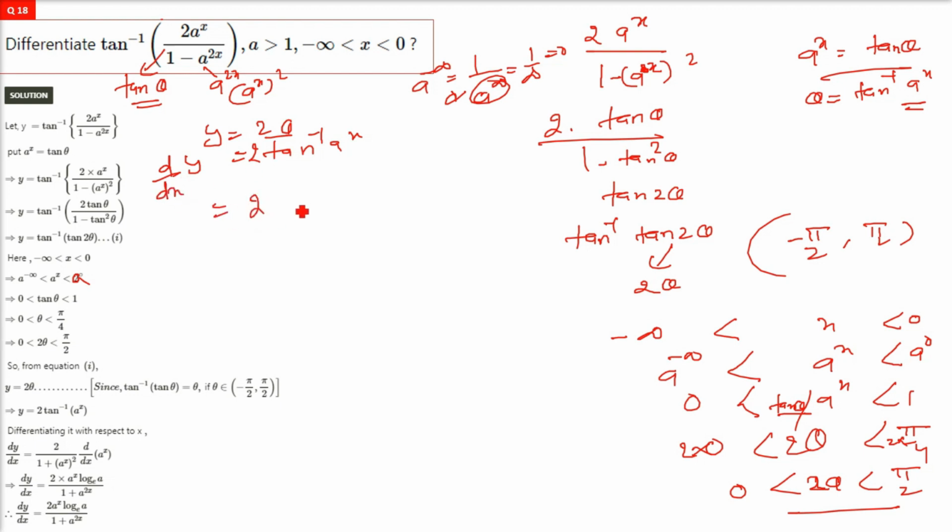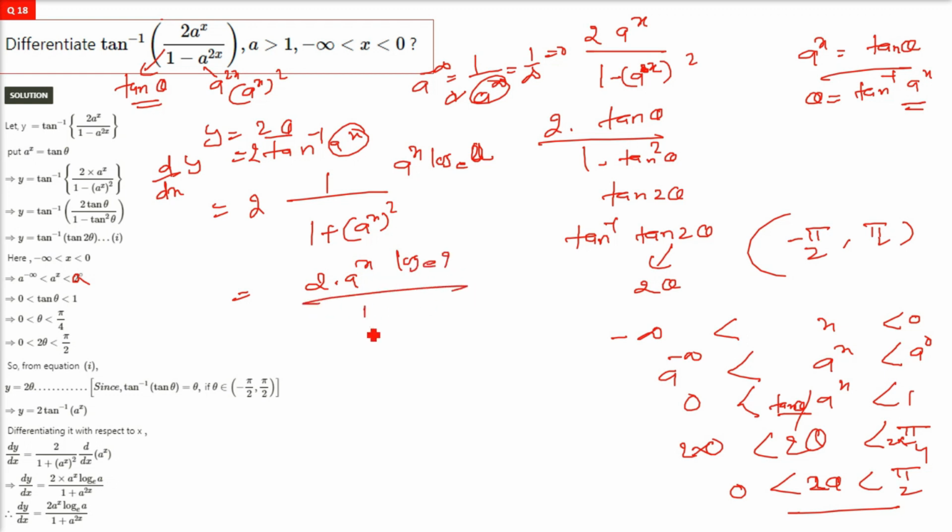dy by dx is twice, 1 by 1 plus (a raised x) whole square, into the differentiation of a raised x. The differentiation of a raised x is a raised x log a, which in the previous question was 2. So this is basically the same question as the previous one. So 2 into a to the power x log base e a, by 1 plus a to the power 2x. Alright? Is this clear?